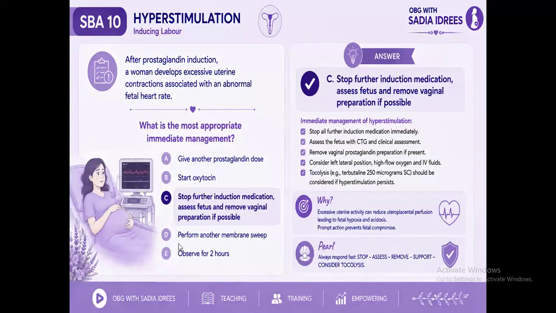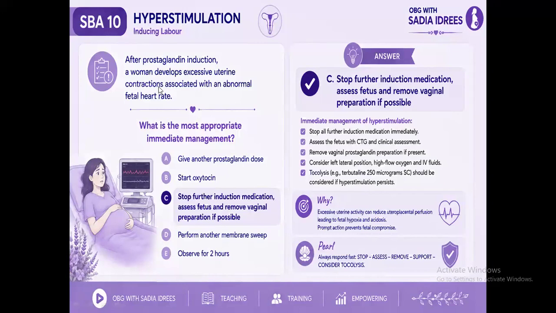And now suddenly our patient is no longer reassuring. After prostaglandin induction, a woman develops excessive uterine contraction associated with an abnormal fetal heart rate. What is the most appropriate immediate management? Give another prostaglandin dose, start oxytocin, stop further induction methods, assess fetus and remove vaginal preparation if possible, perform membrane sweep and observe for 2 hours.